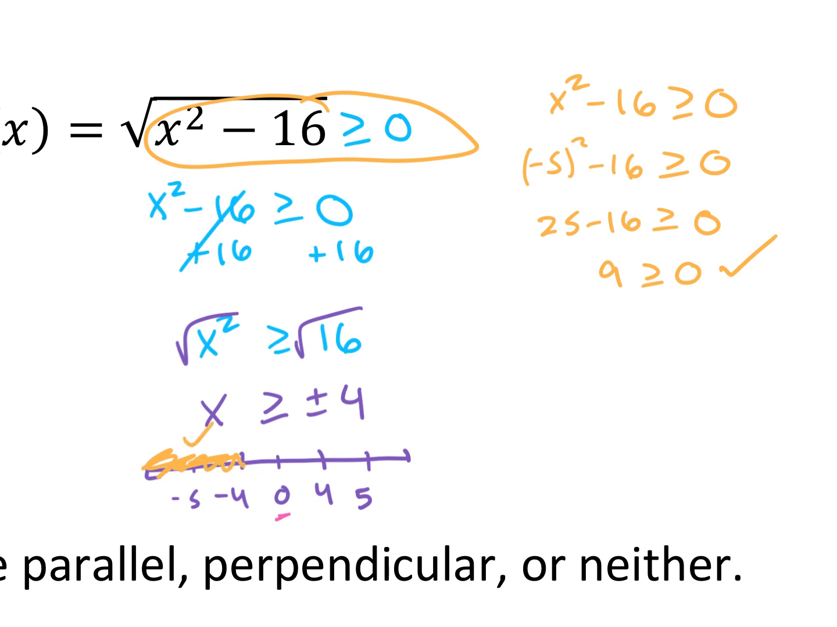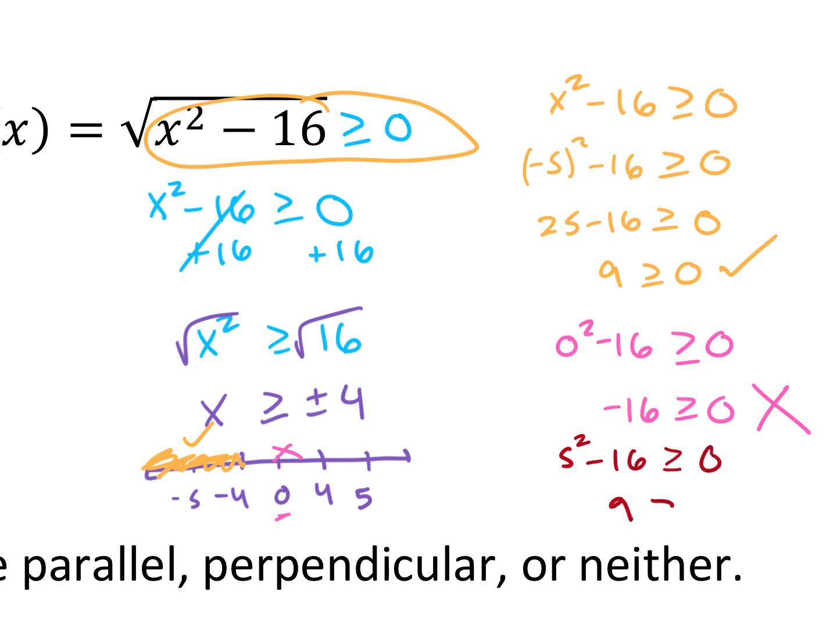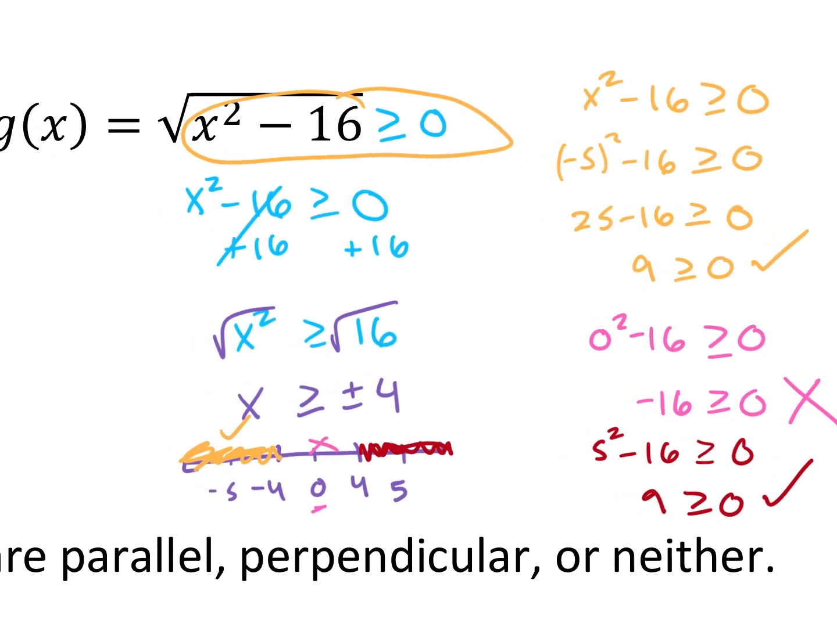Let's test a number inside. So in between the numbers, we have 0. So 0 squared minus 16 is greater than or equal to 0. Is negative 16 greater than or equal to 0? No. So that's not true. So in between doesn't work. And then let's test a number that is outside again, but just greater than 4. So we can test 5. 5 squared minus 16 is greater than or equal to 0. So again, I have 9 is greater than or equal to 0. Is this true? Yes, so outside here works also.